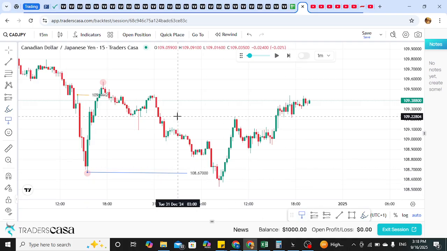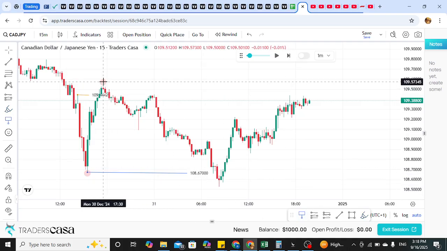Okay, so this is the high of the range. So it's at 109.57,300. You watch this number, okay? This is the high. 109.57,300. 30 actually.